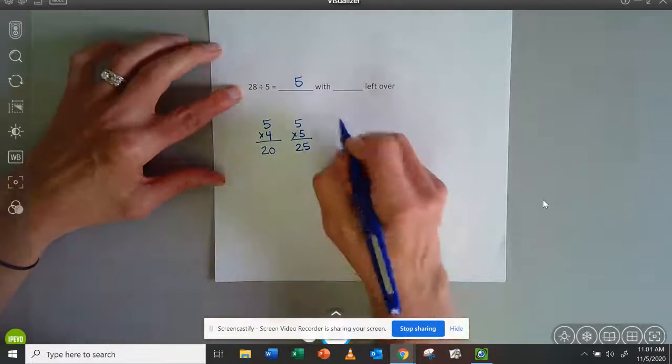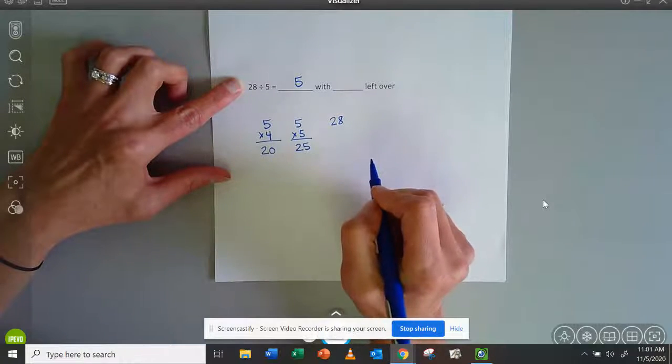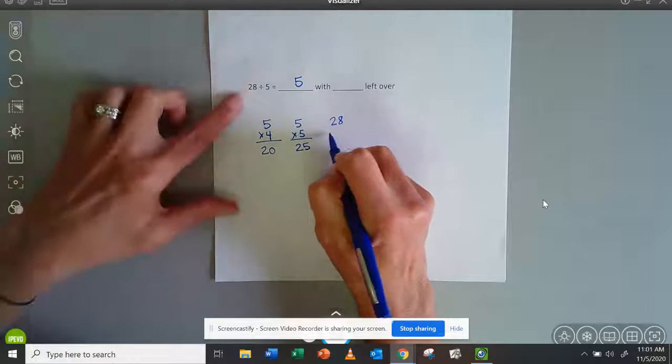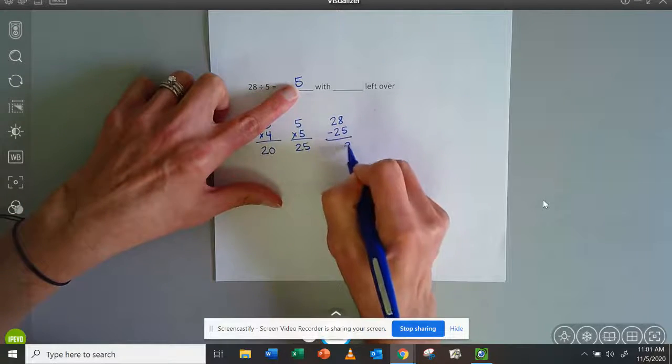So I'm going to say I can make a 5 here. Now I'm going to take the 28 that I had. I'm going to do this a little different than I did up here, and I'm going to subtract the 25 that I was able to make, and I'm left with 3 left over.